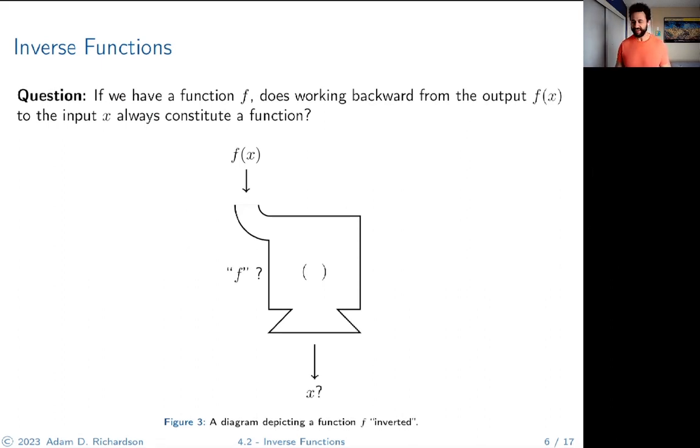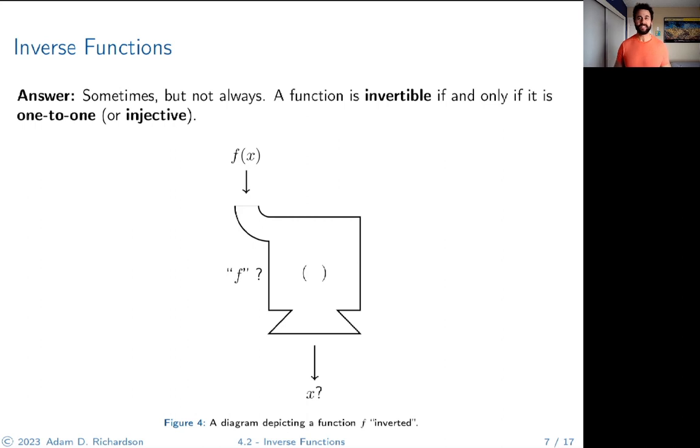All right, so if you're skeptical, which you should be, the answer is not always. The answer is sometimes, just sometimes. And we're going to explore now exactly when that is possible. In particular, we say that a function is invertible if and only if it's one-to-one or injective. That's just another word for one-to-one, injective. So if your function is one-to-one, then it's invertible.